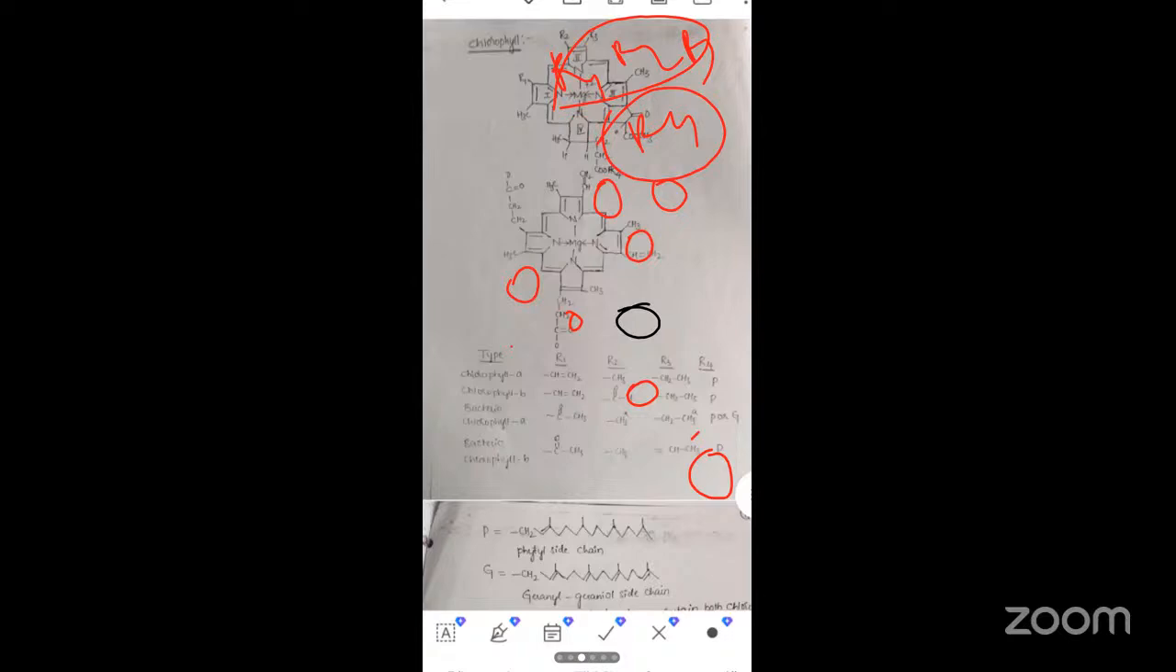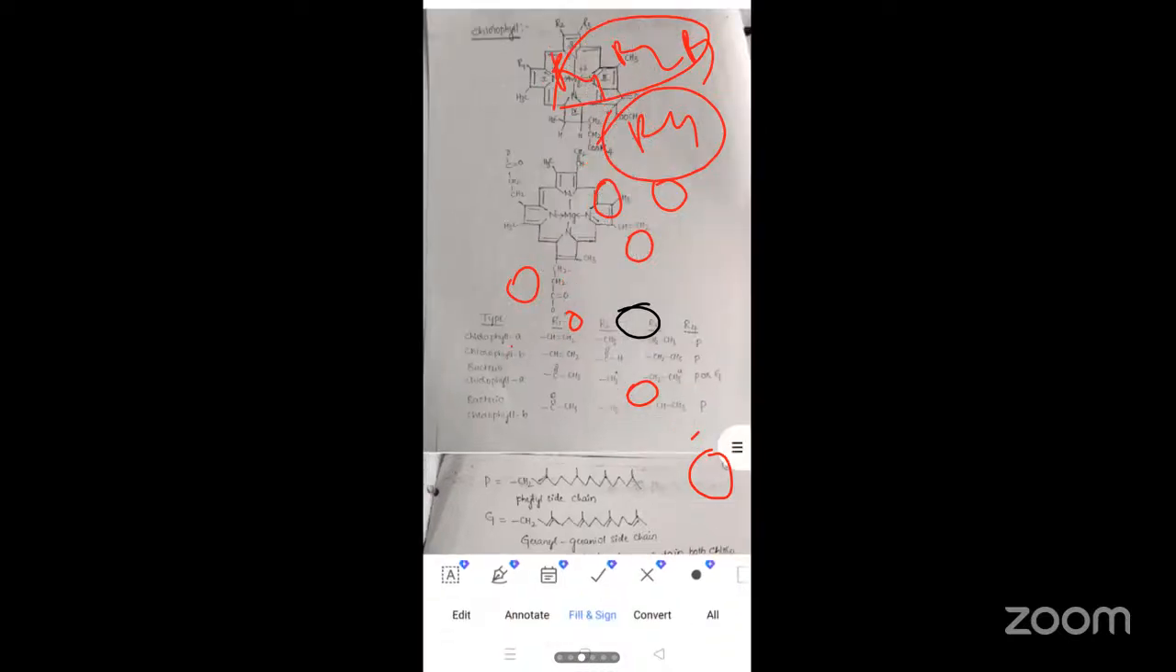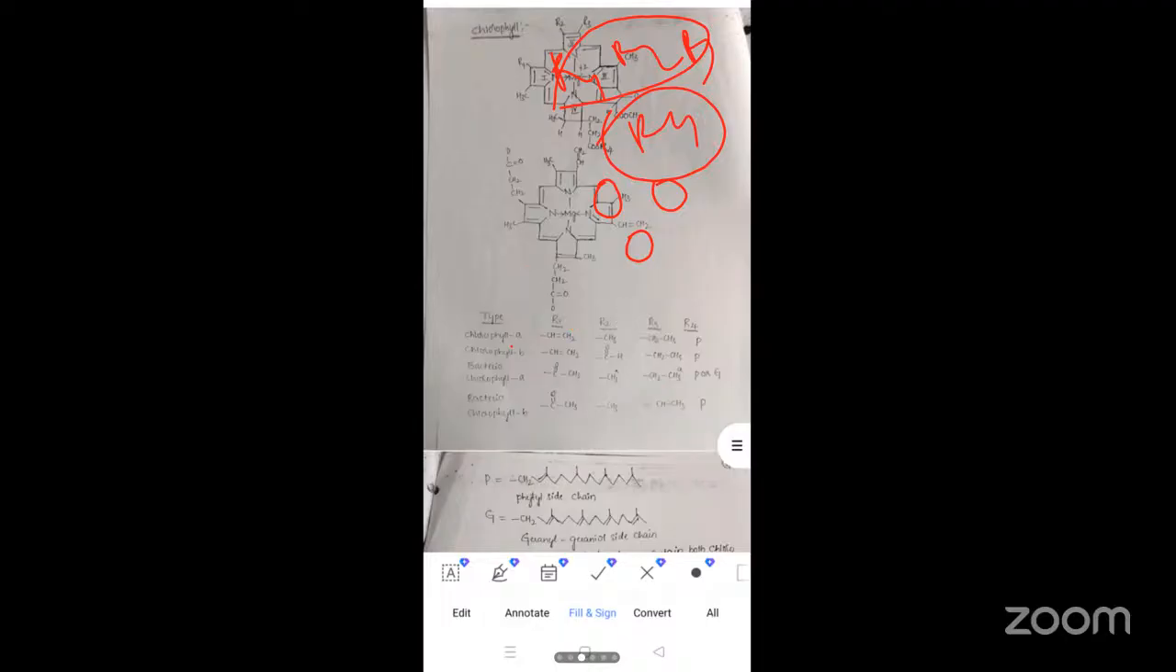Based on that, we can explain chlorophyll A, chlorophyll B, bacteriochlorophyll A and bacteriochlorophyll B. You can observe here the types R1, R2, R3, R4.